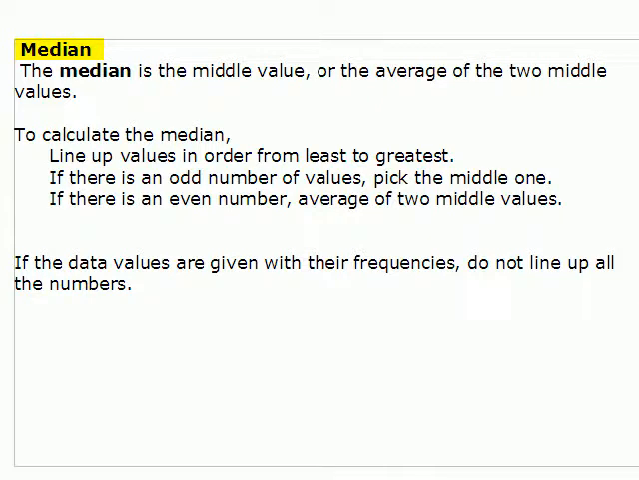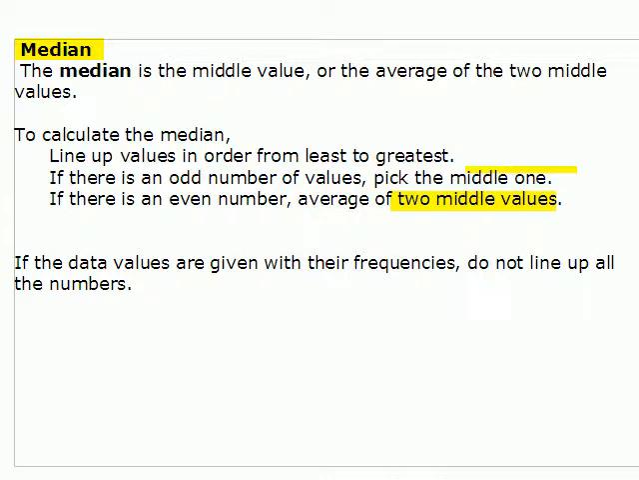The median is the middle value. If you have an odd number, it's easy. First, line them all up, and if there's an odd number, just pick the middle one. If there's an even number, average the 2 middle values. That's your median. Now that's pretty easy if you have a very small data set and you can line up the numbers.